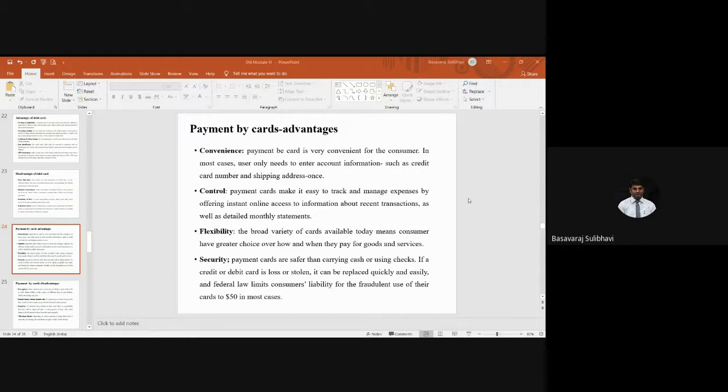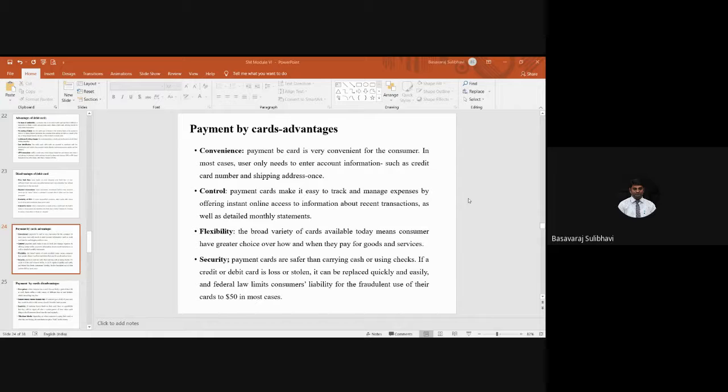Then we have controls, and payment cards make it very easy to track and manage the expenses which the card holder has made when buying online any product or services. On access to the information about recent transactions, he can easily find out, as well as detailed monthly statements. It is quite common that you can get them from the banks or the apps of the bank, where the account statement comes to you. Today, for each transaction you do, you get SMSs immediately telling how much amount has been deducted, that is everything.